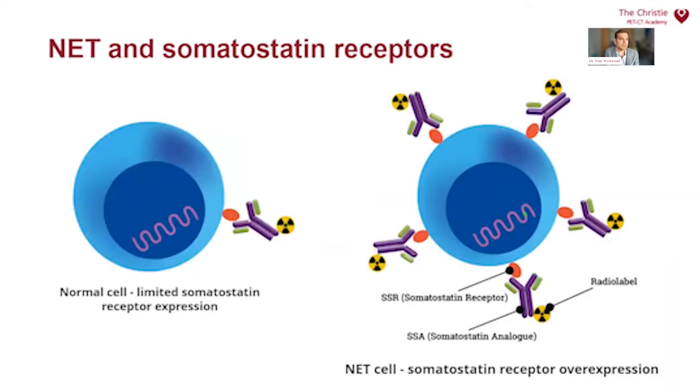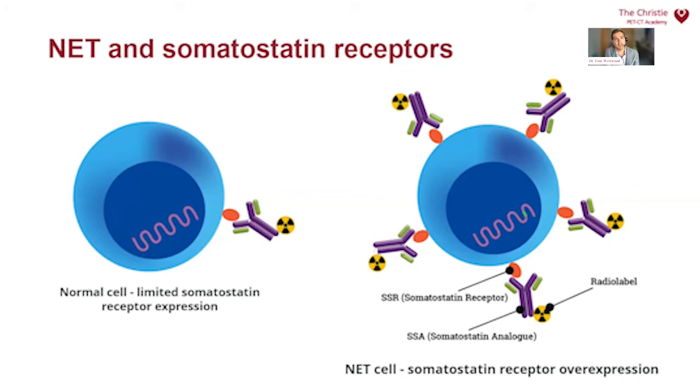The reason that works is because normal cells do not express a great deal of somatostatin receptors in general, and therefore don't bind much of the radioligand and don't provide much signal to your PET image, whereas in contrast, a neuroendocrine tumor cell, if it's well differentiated, will express a great deal of somatostatin receptors and bind comparatively much more of the radionuclide and provide a lot more signal to your PET image.